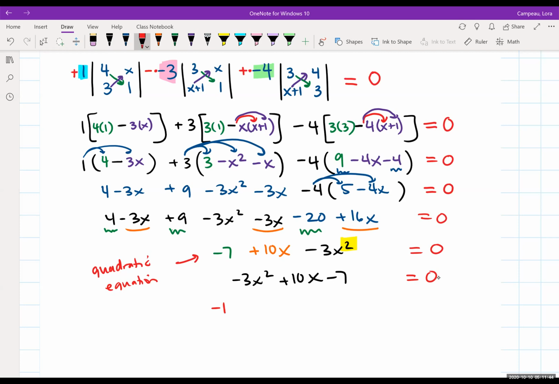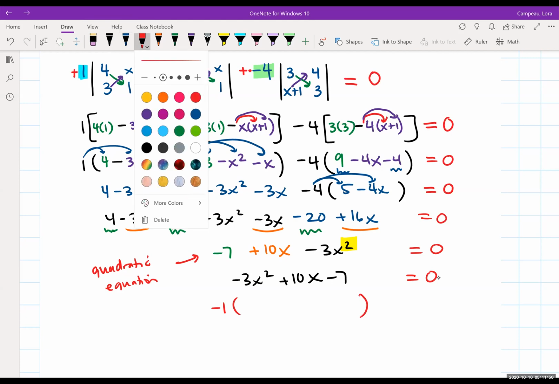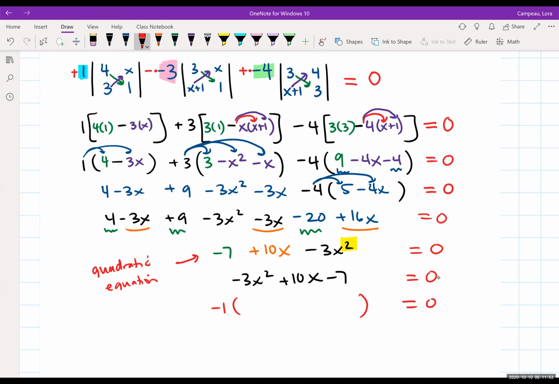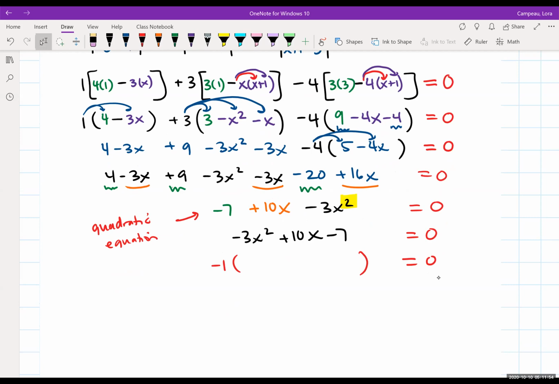So I'll just show you what factoring out a -1 does. It's kind of like adding the opposite so that it's moving to the right-hand side. But I'll try to stay consistent with keeping everything on the left. So if I do factor out a -1, you'll notice that I get a positive 3x squared, a minus 10x, and a positive 7. All it does is change the signs.